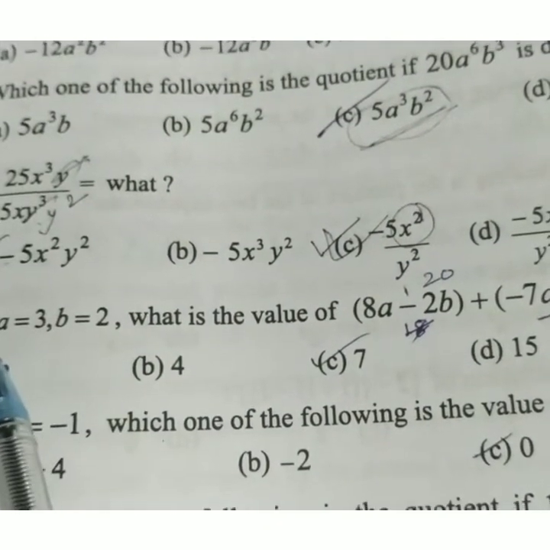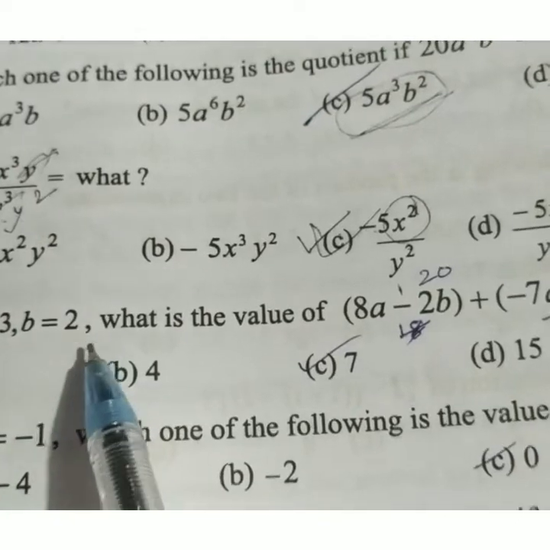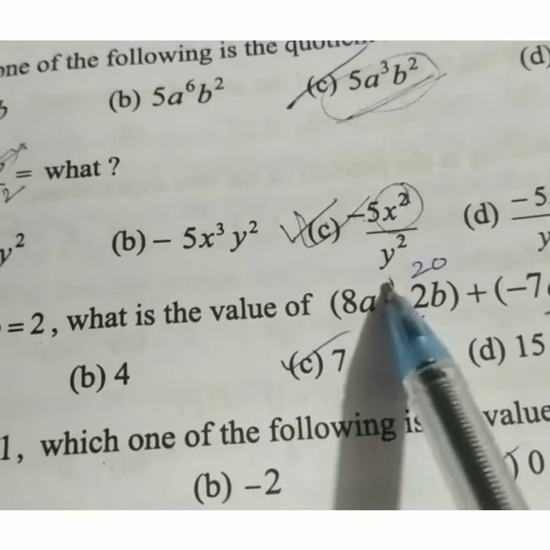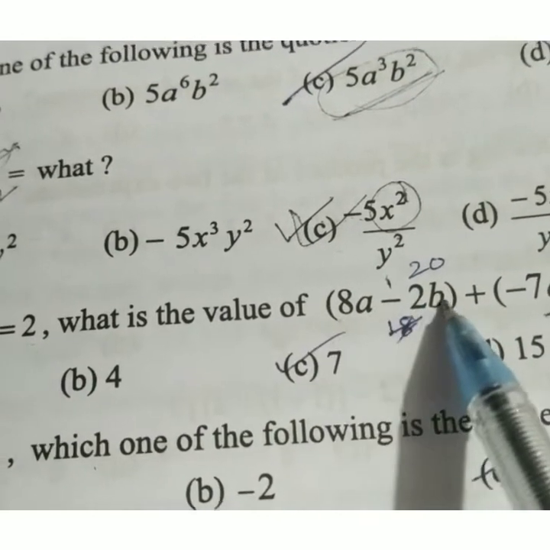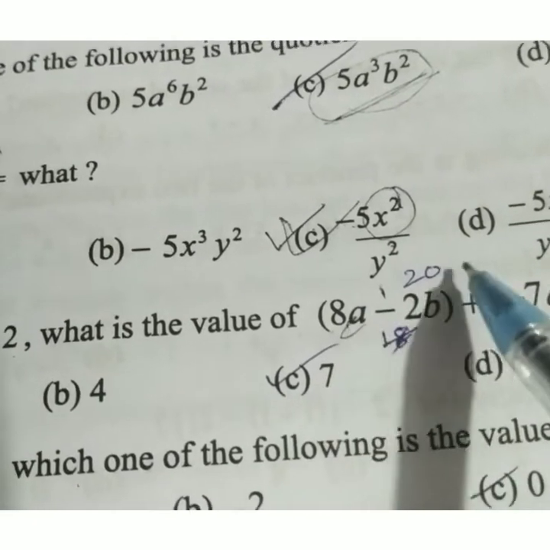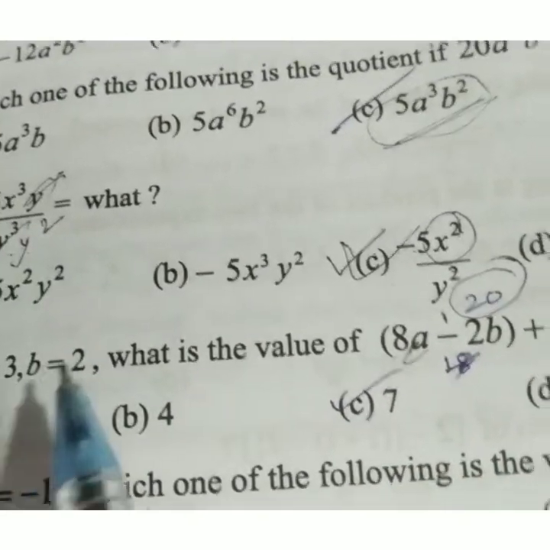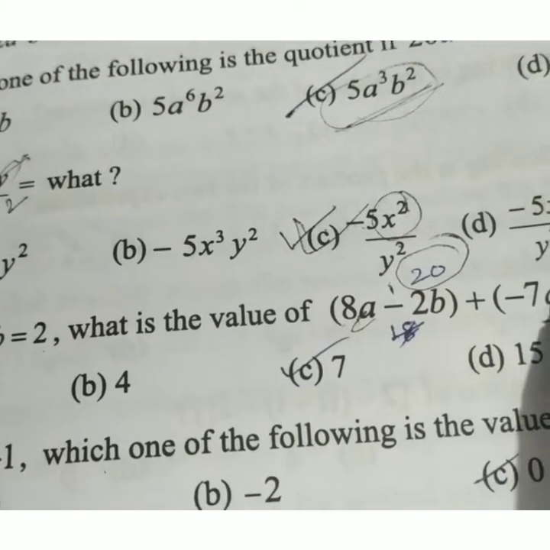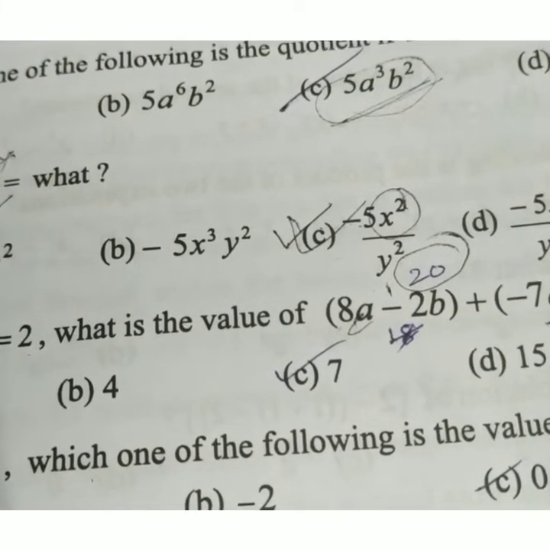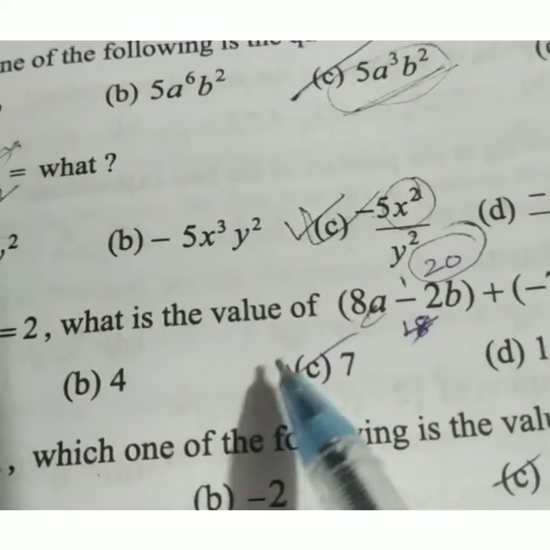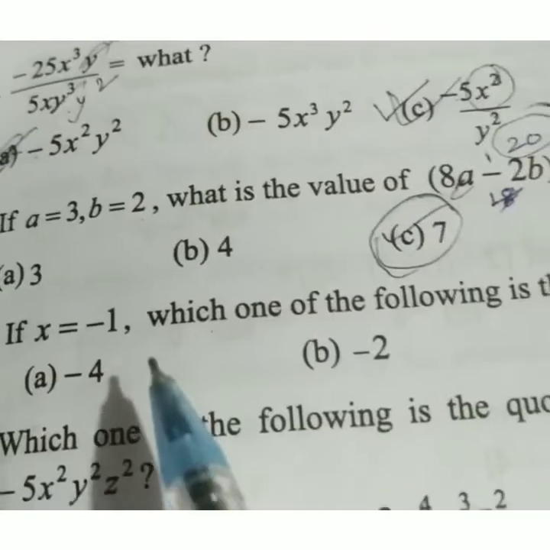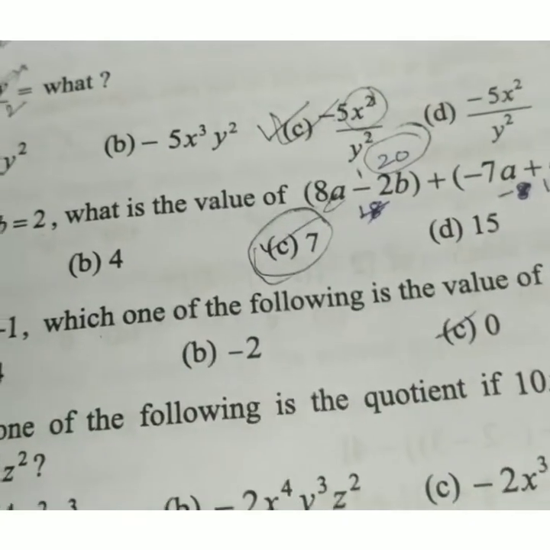Next, if a equals 3 and b equals 2, what is the value of this? I just need to put in the values. 8 into 3 is 24, minus b, which is 2 into 2, is 4, so 24 minus 4 is 20. Similarly, -7 into a is -21, then 4 into 2 is 8, so 20 minus 13 is 7. This is my answer, okay. So here we just put in the values.